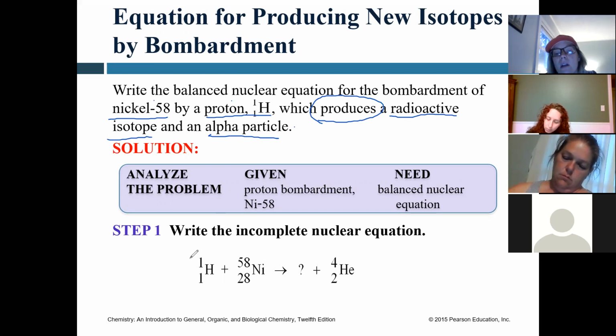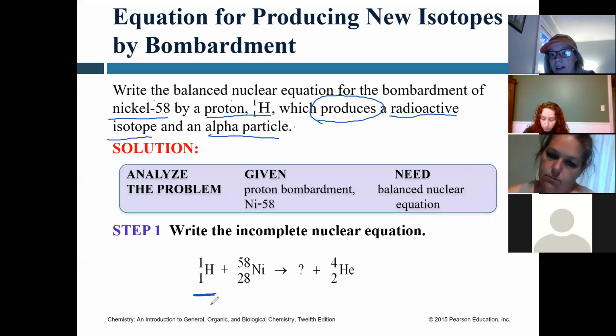When writing it out, you're going to want to write out your proton. Here's our proton, which is also just a hydrogen nucleus. Here is our nickel 58, and the 28 is coming from its atomic number. If it's nickel, it's always got a 28. It said that it produced an alpha particle, so you know that one of your products is going to be the alpha particle. And then the last step is to figure out what this mystery nucleus is.